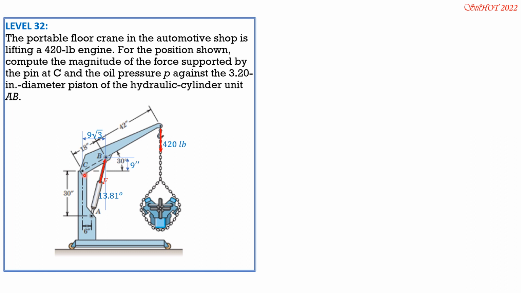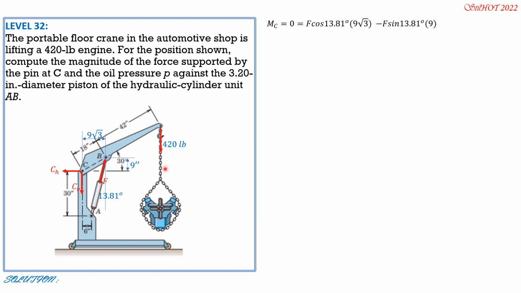So there are two components, vertical and horizontal. The reactions at C, leftward and let us say downward. So moment at C is 0 for the solution, counterclockwise positive. The vertical component of F is F cosine 13.81. The moment arm is 9 square root of 3. So F cosine 13.81 degrees times 9 square root of 3. The horizontal component is clockwise, so minus F sine 13.81 times 9.